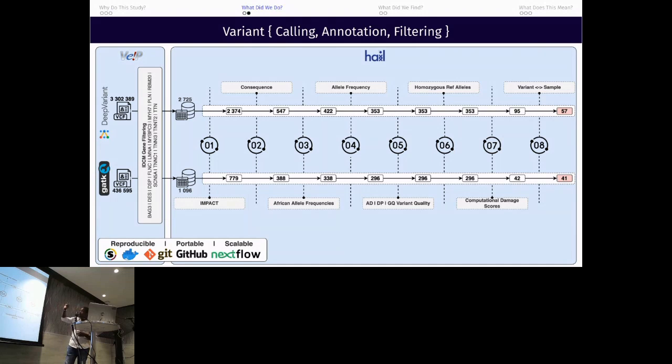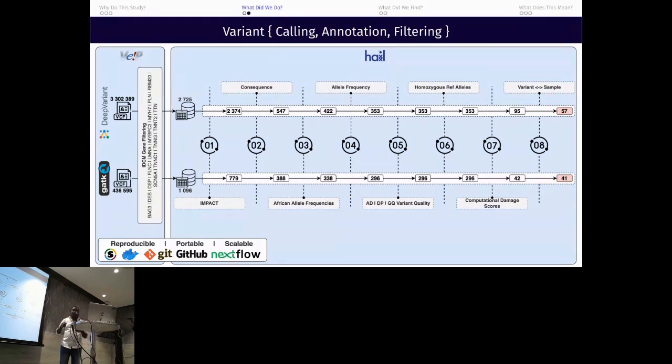And then the next one, we looked at homozygous reference alleles, and we get rid of those because they're not informative to us. And then we look at computational damaging scores. So we looked at things like CADD, REVEL, and so on. And we applied the recommended cutoff score for all of those computational damage scores.